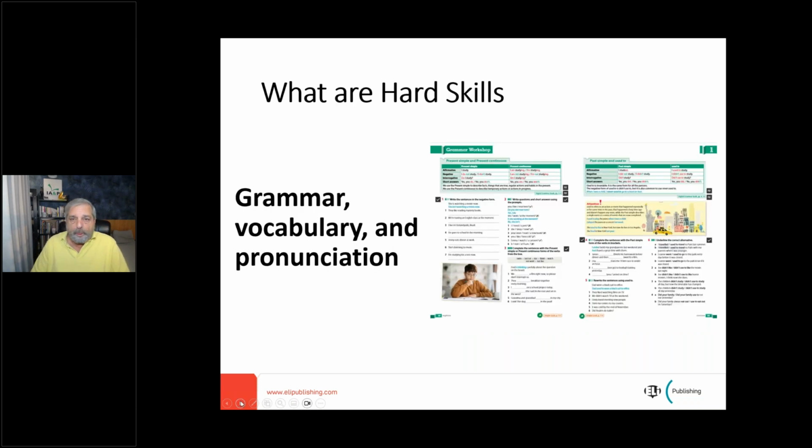Now, first, let's go back to the hard skills. And if you've been teaching for a while, I'm sure that this is what you've been working with: your grammar, your vocabulary, and your pronunciation.